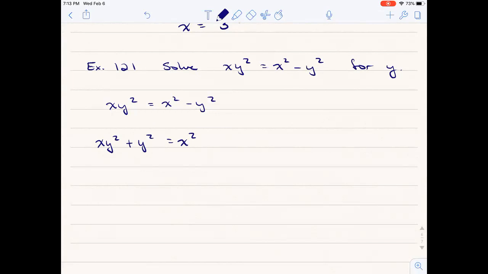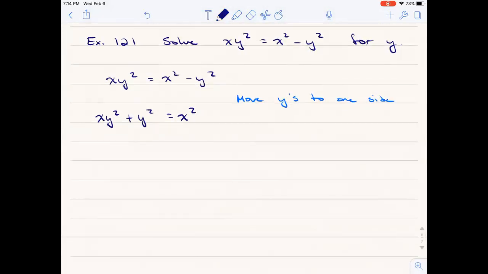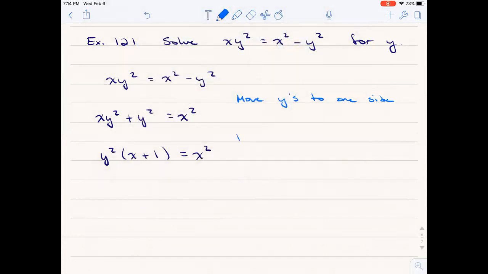Here, I'll just make a note. Move y's to one side. I've got a common y squared that I can pull out. I can factor out a common y squared. So I've got y squared times x plus 1 is x squared. So here, I'm going to factor out the common y squared.